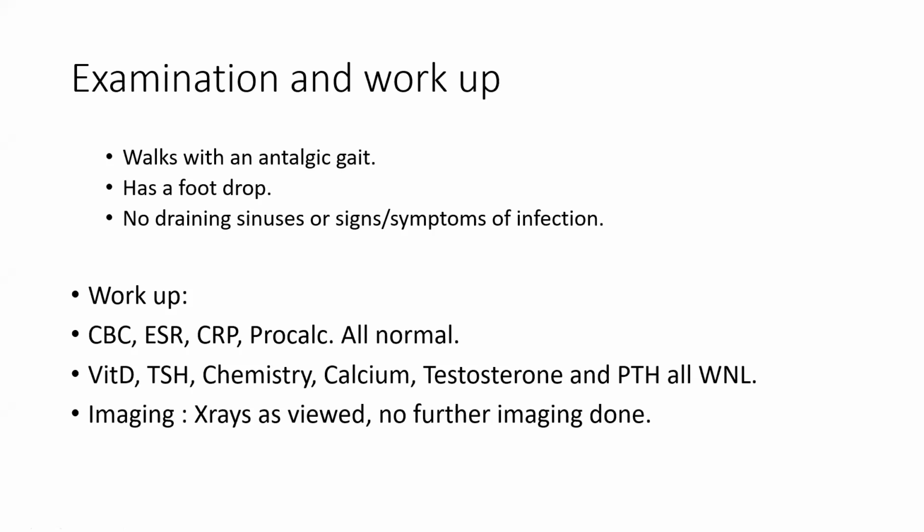So our workup, and this is very important, whenever you have a patient that comes to you with non-union, you need to do an infection workup: CBC, ESR, CRP, and procalcitonin, and they were all normal. Vitamin D, TSH, chemistry, calcium, testosterone, and parathyroid hormone. So what are these orders? What do they look for? What are we trying to rule out? What do you think, guys?